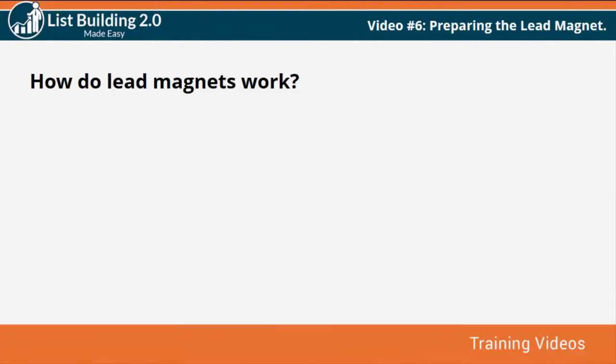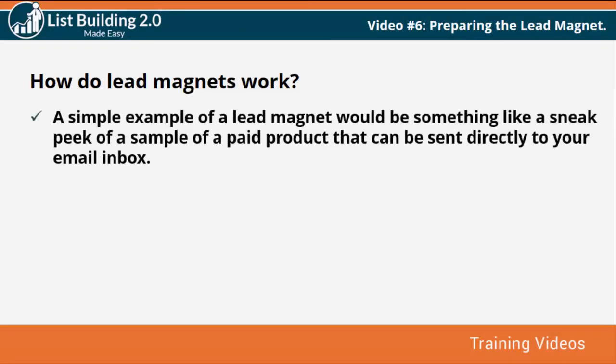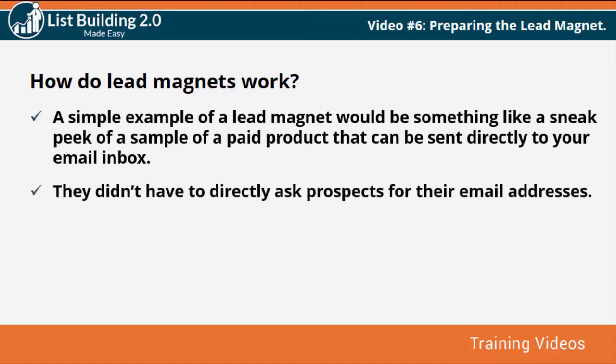How do lead magnets work? A simple example of a lead magnet would be something like a sneak peek of a sample of a paid product that can be sent directly to your email inbox. Doing this will help your website get new subscribers by offering them something that they can only get by receiving it through email. They didn't have to directly ask prospects for their email addresses, but instead offered them something that they need, and the way to get it is by having it sent through email.